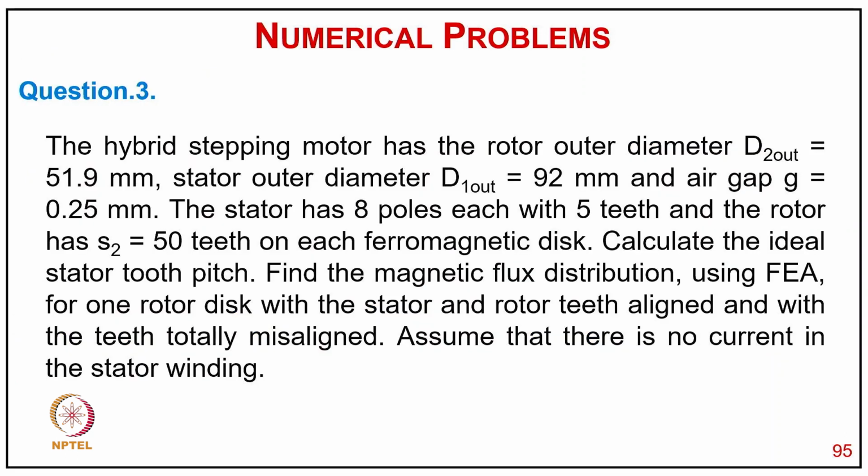Now coming to question 3, the hybrid stepping motor has the rotor outside diameter D2 out equal to 51.9 millimeter, stator outer diameter D1 out equal to 92 millimeter, and the air gap is equal to 0.25 millimeter. The stator has 8 poles, each with 5 teeth, and the rotor has S2 equal to 50 teeth on each electromagnetic disc. Calculate the ideal stator tooth pitch. Find the magnetic flux distribution using FEA for one rotor disc with the stator and rotor teeth aligned and with the teeth totally misaligned. Assume that there is no current in the stator winding.